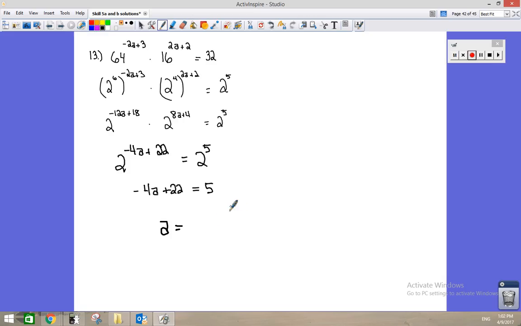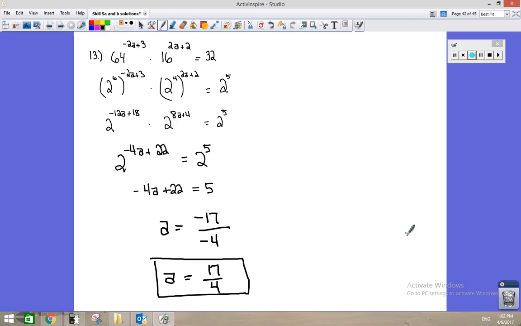5 minus 22 is negative 17. Divided by a negative 4, and the negatives cancel, and we just have 17 over 4. Exponential functions, I don't have to worry about extraneous solutions, so I claim that's our answer. Let's do the next one.